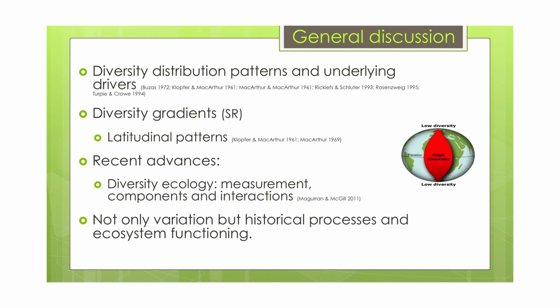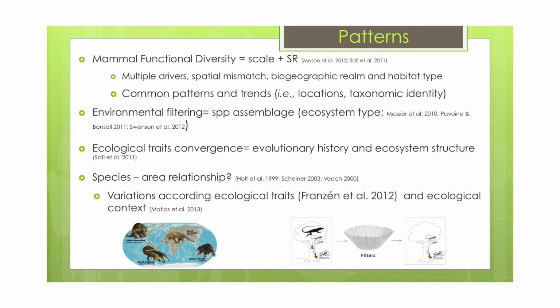And I think it's very important to clarify that it's not only to study these patterns, not only to understand variation, but how ecosystem functioning and historical processes operate right now, how to explain those patterns, and how we can work to maintain them. In terms of patterns, mammal functional diversity is very highly related with scale and species richness, but there are also multiple drivers that can explain this. And one of the main explanations is ecosystem structure.